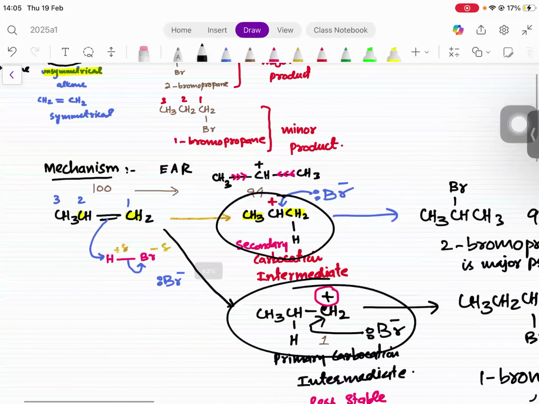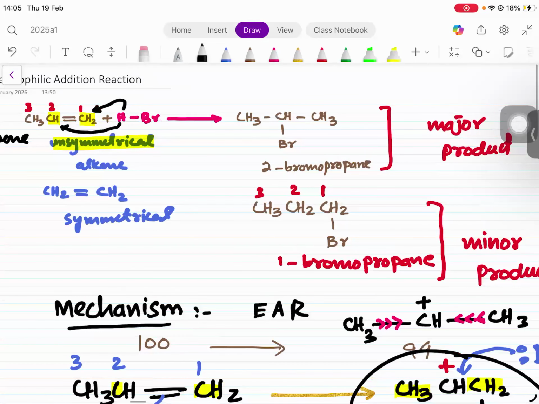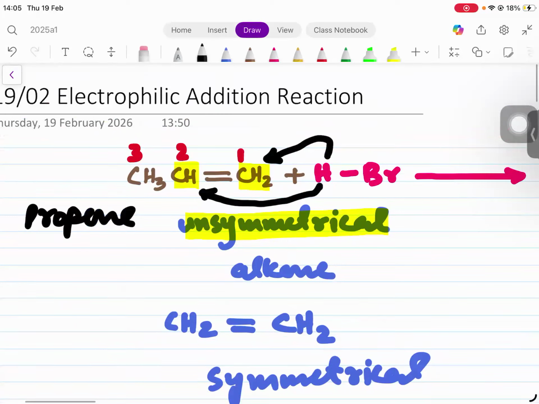But without it you can check from here also. If someone asks you to tell which will be major and which minor without writing the mechanism, you have to remember that hydrogen will go to a carbon which is having more number of hydrogens. Number 1 contains how many hydrogens, and number 2? It can go to 1 and 2, it cannot go to 3. Number 1 contains 2 hydrogens, so it will go to 1, and the major product will be formed. That is, when hydrogen goes to a carbon which is already having more number of hydrogens.